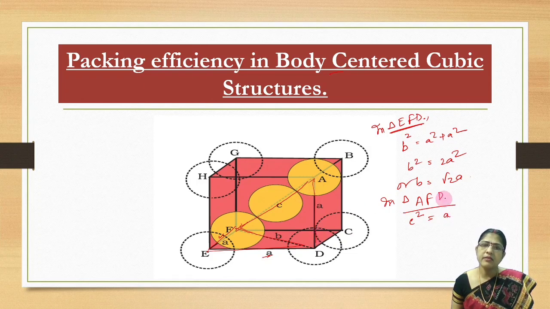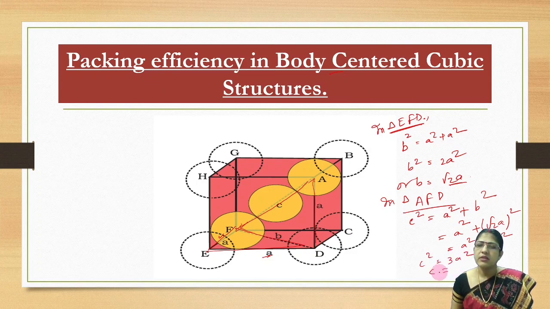This is A, one side is A, another side is B, so A square plus B square. B, how much did we get here? Root 2A. So C square will be A square plus root 2A whole square, right? So A square plus 2A square. So C square is equal to 3A square, or we get C will be root 3A, right?